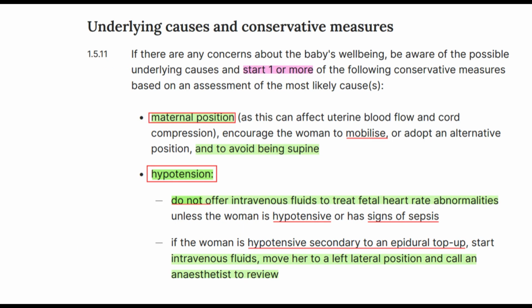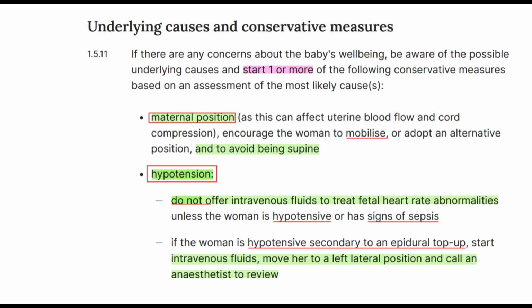Underlying causes and conservative measures. If there are any concerns about the baby's well-being, be aware of the possible underlying causes and start one or more of the following conservative measures based on an assessment of the most likely causes. Maternal position: as this can affect uterine blood flow and cord compression, encourage the woman to mobilize or adopt an alternative position and to avoid being supine.